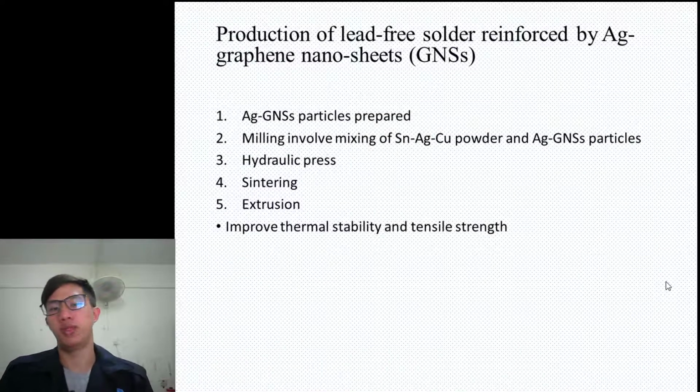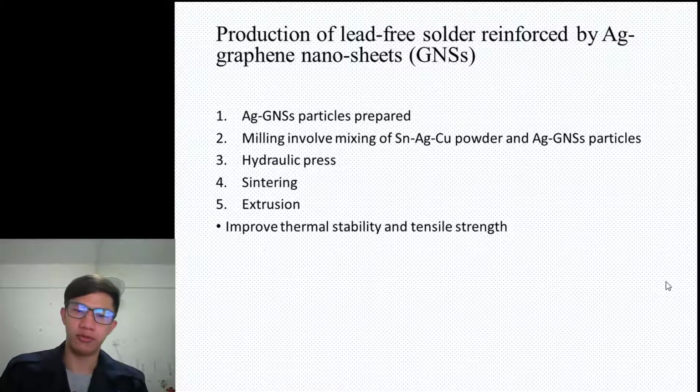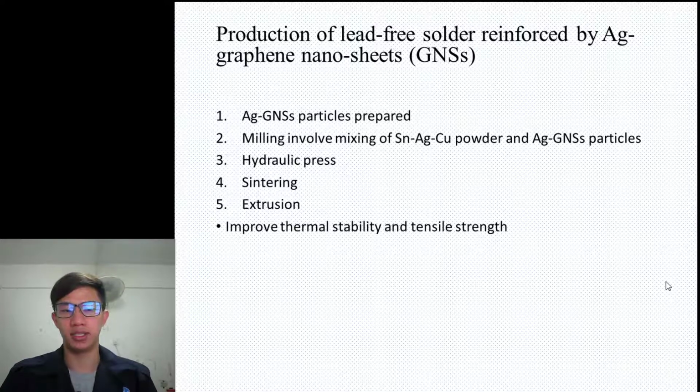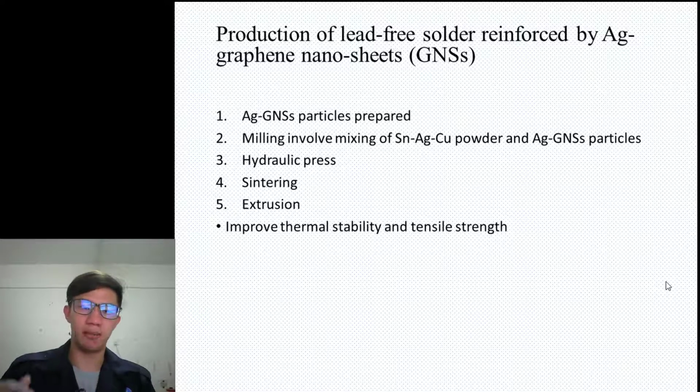Next, we discuss the production of the lead-free solder reinforced by the silver graphite nanosheet. This reinforcement improves the thermal stability and the tensile strength of the solders. First, we need to prepare the silver graphite nanosheet particles. Then it is mixed with the lead-free solder powder using a milling process. The mixed powder is then hydraulic pressed into a cylindrical shape and brought to the sintering process. The sintered product will be extruded into a desired shape.